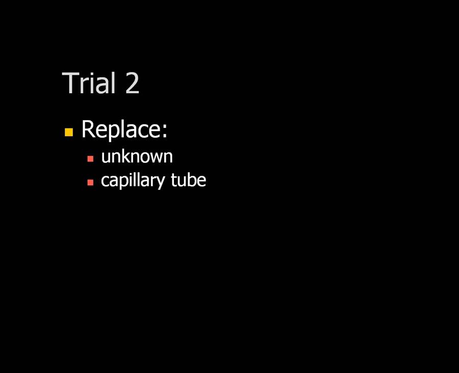All right, you're going to do another trial. You're going to need to replace some things. You're going to need to replace the unknown, or just put more in the test tube, 3/4 full. You're going to need a new capillary tube. The capillary tube is made out of glass, so it has to go into that blue broken glass box that you can find in the corner of the lab, and see your lab instructor if you don't know where it is.